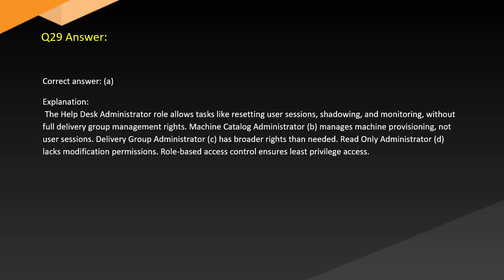Answer. Correct answer: A. Explanation: The help desk administrator role allows tasks like resetting user sessions, shadowing, and monitoring without full delivery group management rights. Machine catalog administrator, B, manages machine provisioning, not user sessions. Delivery group administrator, C, has broader rights than needed. Read-only administrator, D, lacks modification permissions. Role-based access control ensures least privilege access.